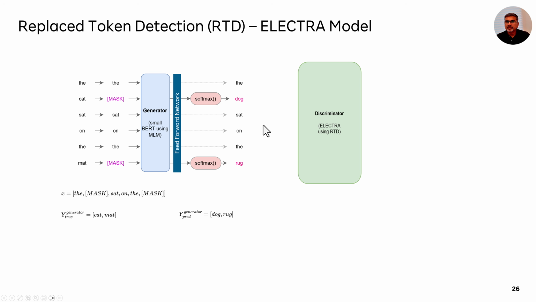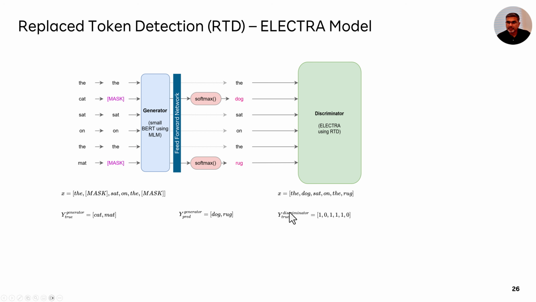Anyway, so now the MLM-based generator has predicted some words, which could be wrong, as we said. Now this becomes an input to the discriminator. Remember, we are still in the pre-training step, so you do not want to use human labeling. You want to do self-supervised learning. So you take the output coming out of the generator and make that an input into the discriminator. And you already know which words you have masked, what the correct values are, and that dog and rug are not the correct values.